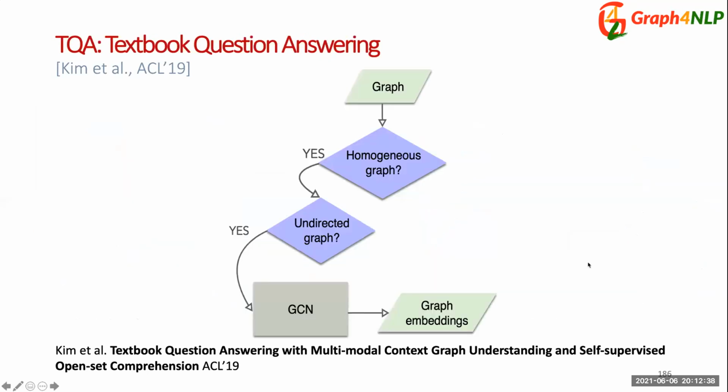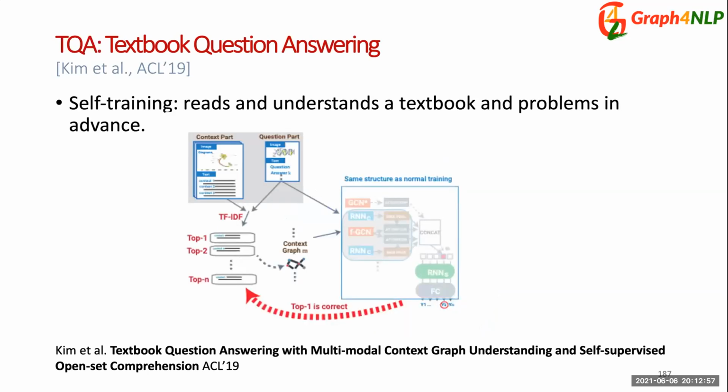If we connect to what we described earlier on graph embedding learning, each of the graphs can be viewed as a homogeneous graph, and each of them is an undirected graph.